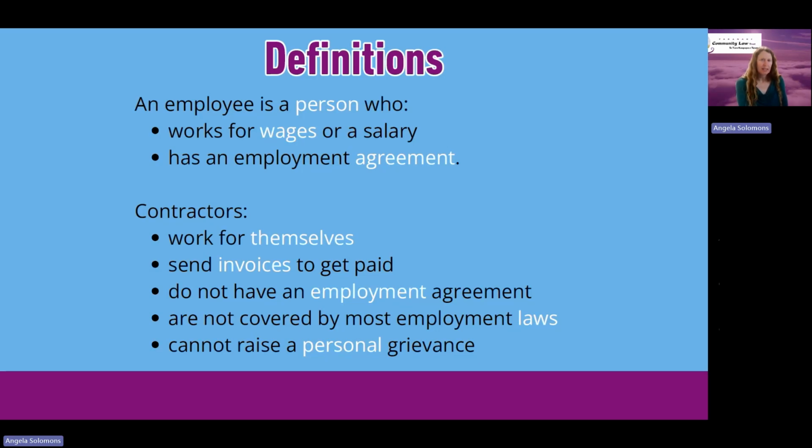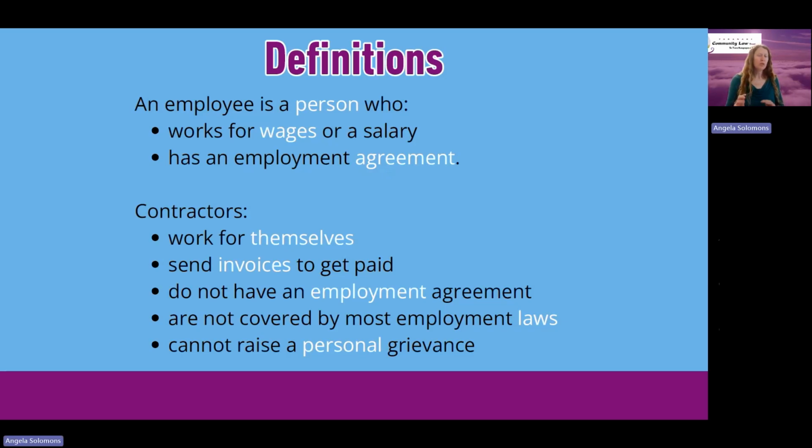And really importantly, when this comes up as an issue, is in these last two ones, where contractors are not covered by most employment laws and they can't raise personal grievances. So because they're not covered by most employment laws, things like minimum wage and holiday pay, as well as raising personal grievances if there are issues, unjustifiable dismissal, all of that kind of stuff, that's not available to contractors. And so it's really important that people are aware of which of these two positions they are in.